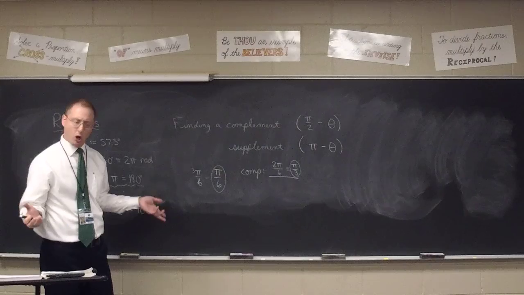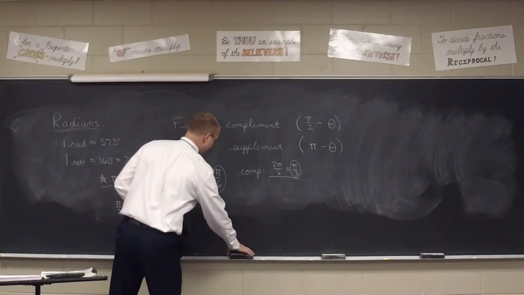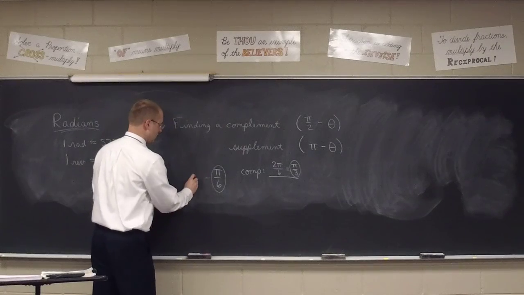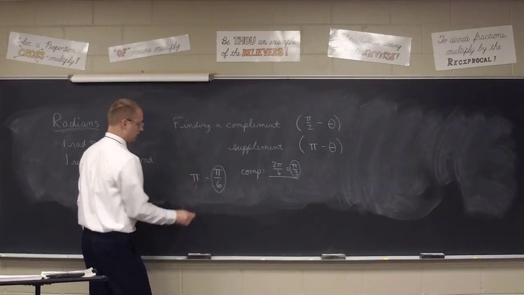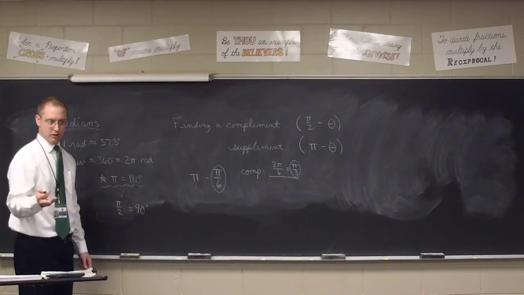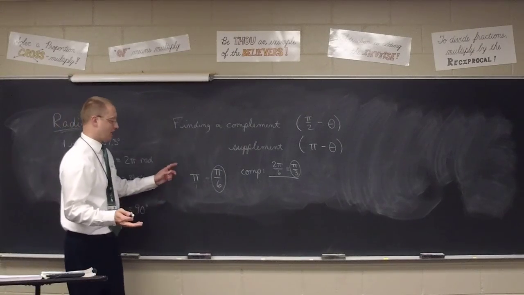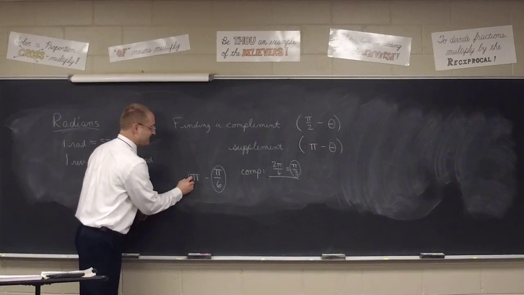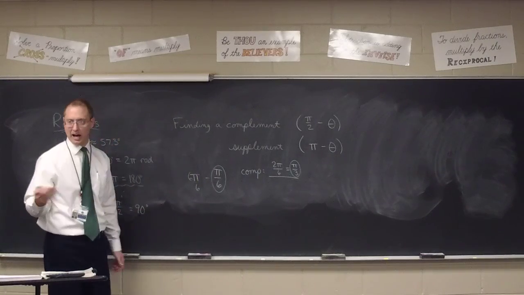Easy enough? What if we wanted to find the supplement? We wouldn't subtract from pi over 2, we would subtract from pi over 1, technically. You still need a common denominator, don't you? So instead of pi over 1, multiply top and bottom by 6, and make this 6/6 of a pi, right?